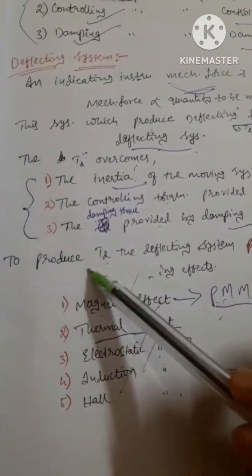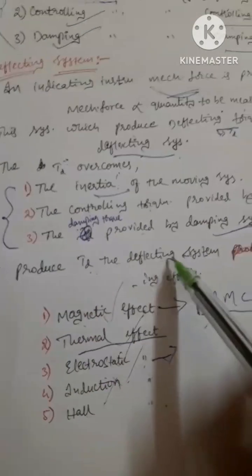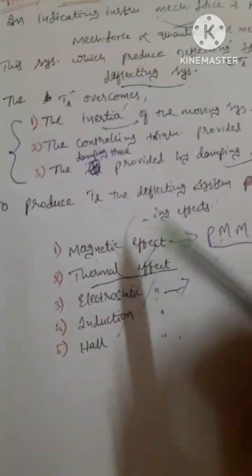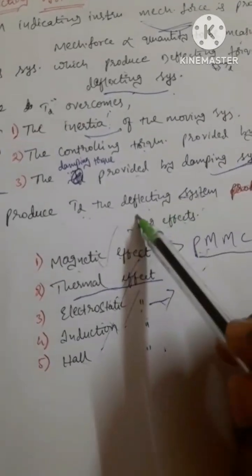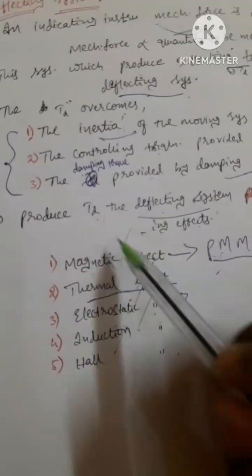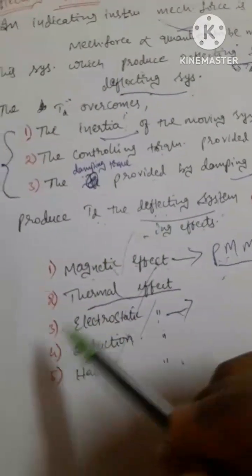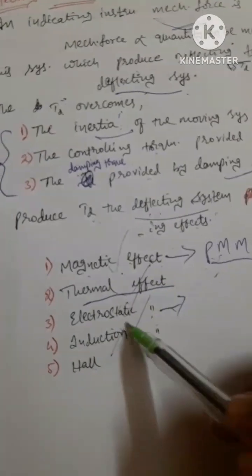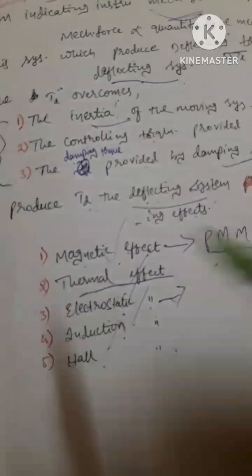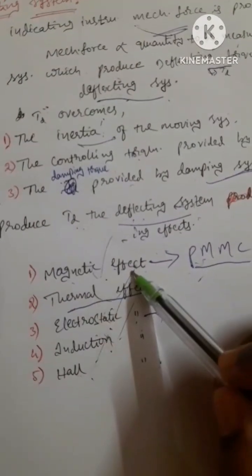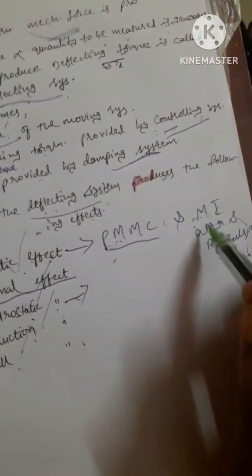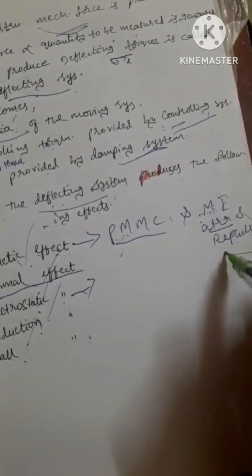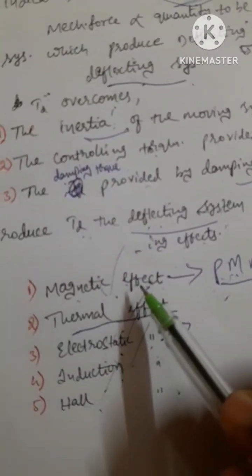And to produce the deflecting torque, the deflecting system uses the following main effects: magnetic effect, thermal effect, electrostatic effect, induction effect, and Hall effect. The magnetic effect is mainly used in the instruments PMMC and moving iron, attraction and repulsion type. So what is meant by the magnetic effect?